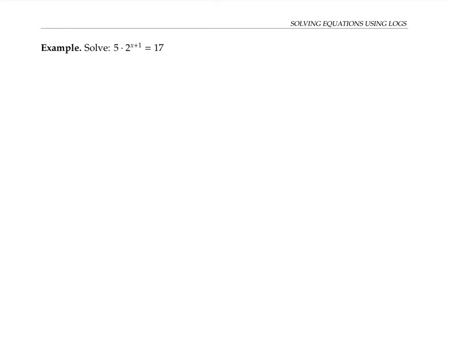For our first example, let's solve for x the equation 5 times 2 to the x plus 1 equals 17. As my first step, I'm going to isolate the difficult spot, the part that has the variables in the exponent. In this example, I can do that by dividing both sides by 5. That gives me 2 to the x plus 1 equals 17 over 5.